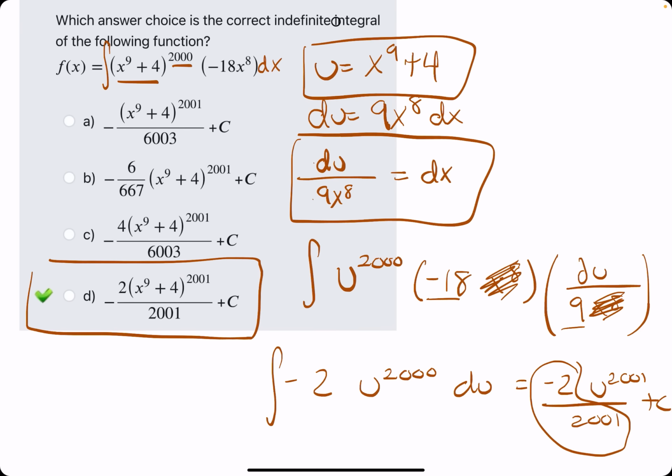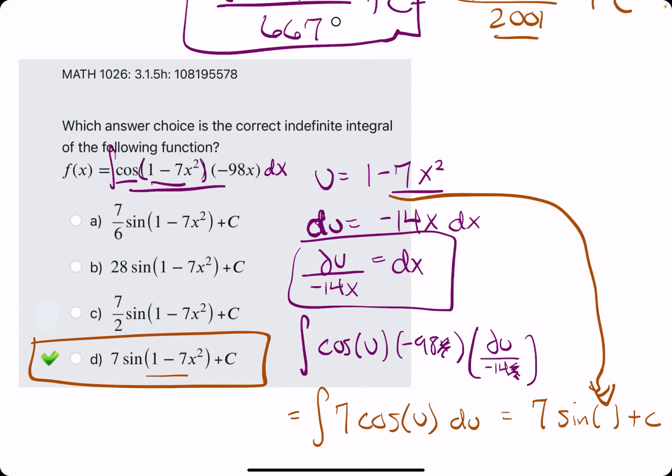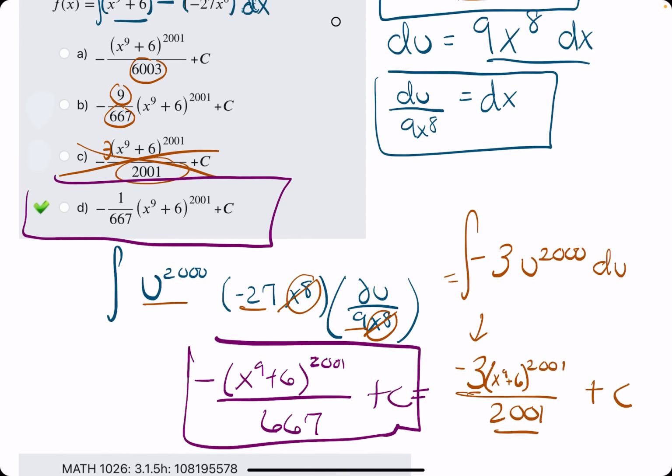All right, I hope this method makes sense. If you have any questions on any part of this, please let me know.